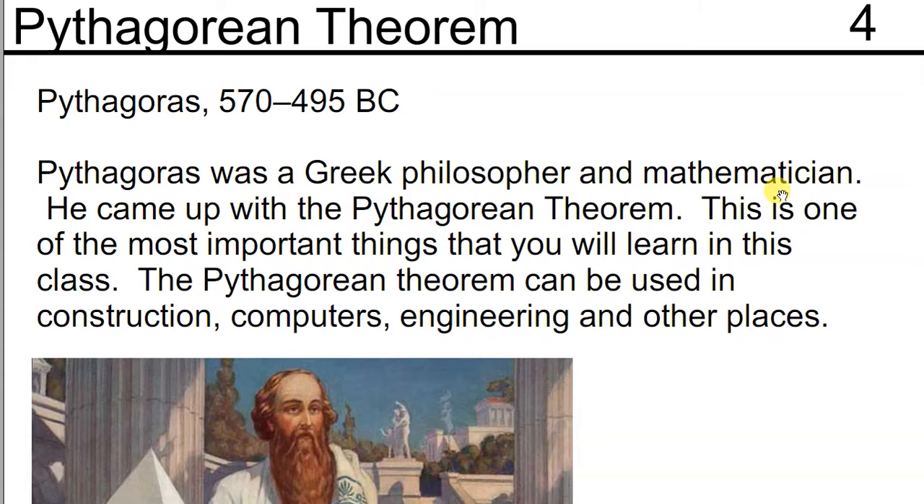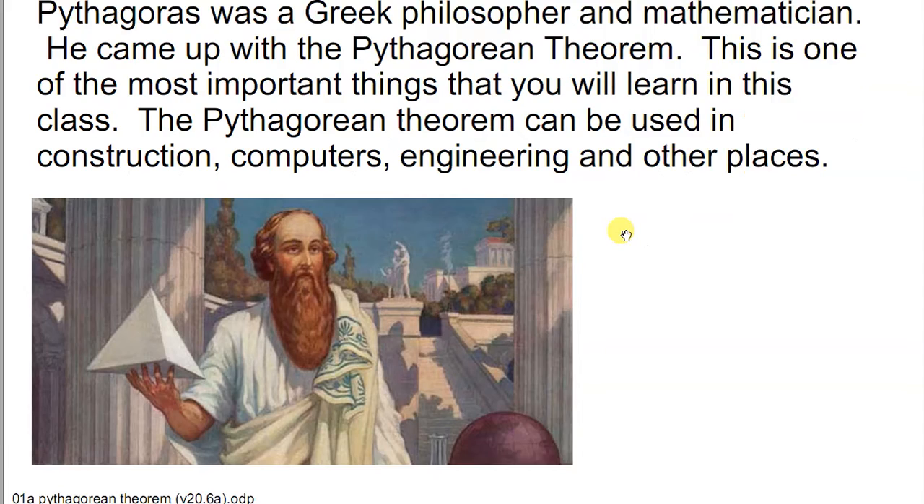So who is this guy? Pythagorean. Actually, his name was Pythagoras. He lived from 570 to 495 BC. Pythagoras was a Greek philosopher and mathematician. He came up with the Pythagorean theorem. This is one of the most important things you're going to learn in this class. The Pythagorean theorem can be used in construction, computers, engineering, and other places. So this is one of the more important things from this class.